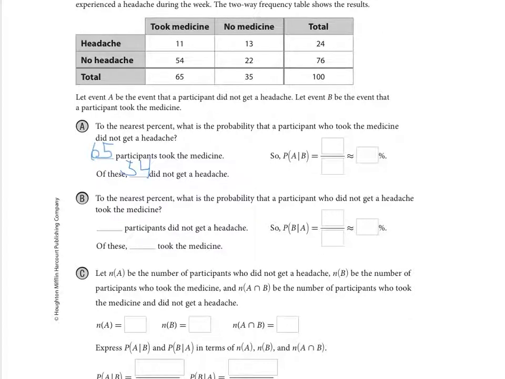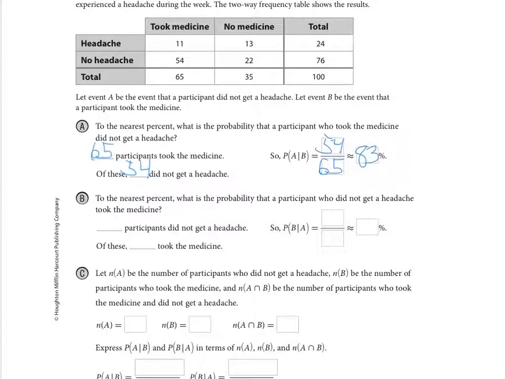So what conditional probability does for us, basically, is that it changes our denominator from normally we would take it out of this total number of all the 100 participants to a smaller sample size of just the number of people who took the medicine. So our probability of A given B, and again, remember that's A, that they did not get a headache given that they took the medicine, is going to be 54 out of 65. And we can find that as a decimal and convert to a percent.